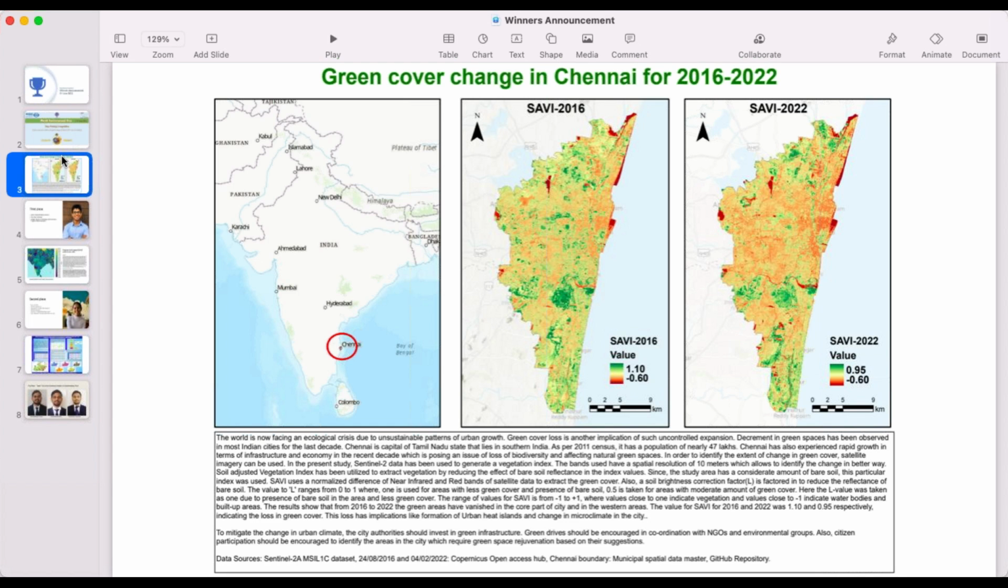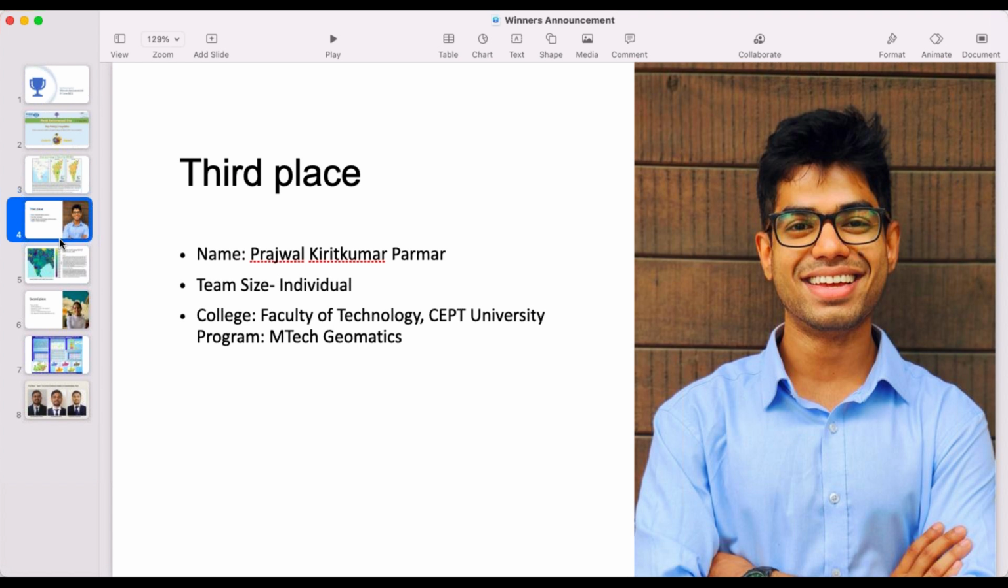Yes, sir. So now we can go ahead with the third prize, please. Manish, you can read it because I am on mobile. I am not able to read, please. Understood, sir. So the third result goes to the poster titled Green Cover Change in Chennai for 2016 to 22, and the entry was made by Prajwal Kirti Kumar Parmar from Faculty of Technology, SEPT University. So congratulations to Prajwal.